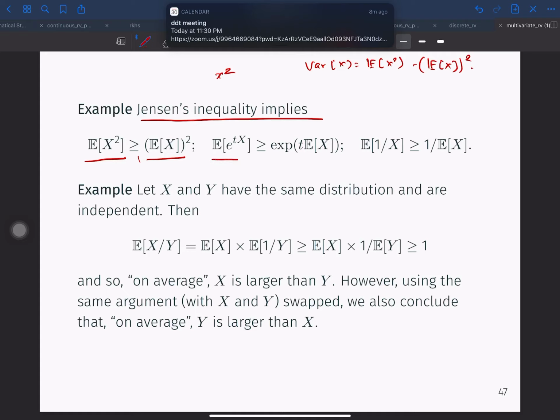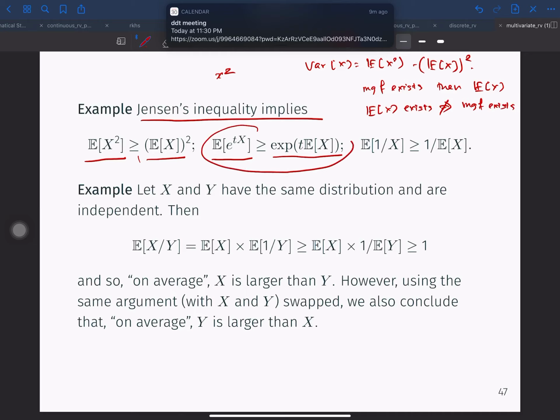Similarly, the moment generating function, the expected value of e to the tX, has to be bigger than the exponential of t times the expected value of X. So that is why, as you see, if the moment generating function exists, then the expected value of X exists. But the expected value of X existing does not imply necessarily that the moment generating function exists. And that is simply a consequence of this one also.